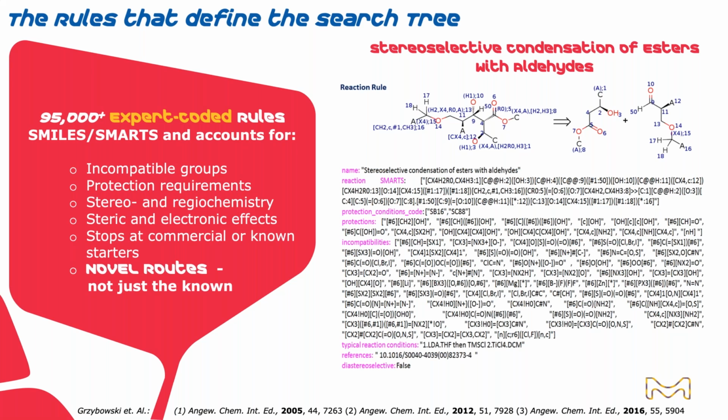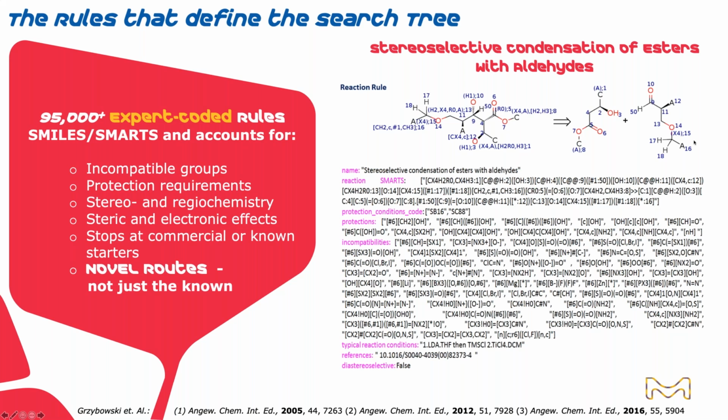And all of these rules have been hand-coded by PhD level synthetic chemists, which allows those rules to take into account things like recognizing if there are any incompatible groups present, or recognizing if there are groups that need to be protected. It's also able to take into account stereo and regiochemistry, but these are written in a general enough way that they can be applied to novel molecules or to new substrates that haven't necessarily been published before. And what I have shown on the right-hand side of the screen here is an example of what one of these hand-coded rules looks like.